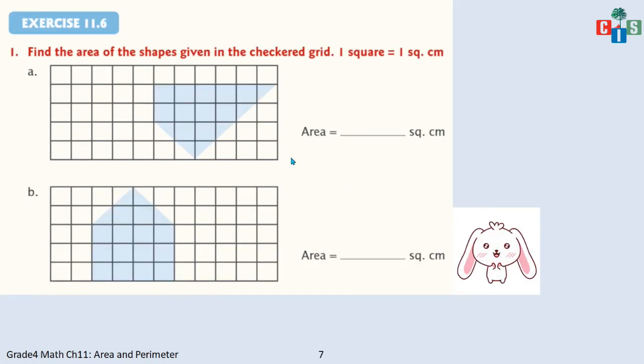Fine. Let's have the other example from the exercise 11.6. Now you have to find the area of the shapes given in the checkered grid, okay, wherein one square is 1 square centimeter. Now simply for finding the area, you will count the colored portion. Okay, so let's begin. This will start from here, 1, 2, 3, 4, 5, and this will calculate 6, 7, 8, 9, 10, 11, 12, 13, 14, 15, 16 and 17. So here we have all the squares counted. So we have 17 square centimeter.